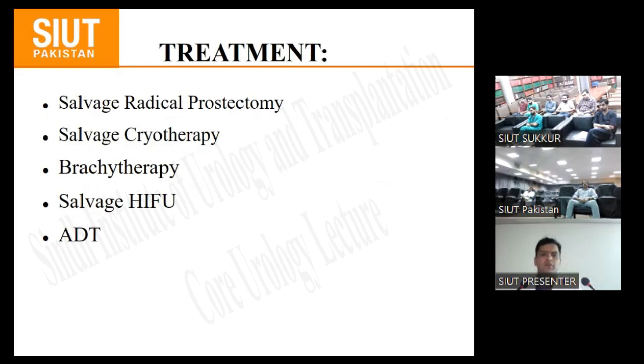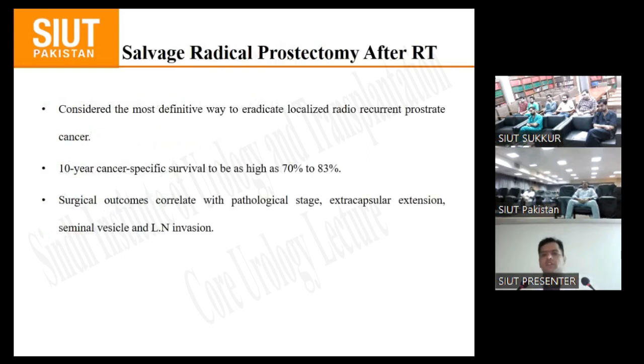Treatment: salvage radical prostatectomy, salvage cryotherapy and brachytherapy, salvage HIFU and androgen deprivation therapy. Salvage radical prostatectomy after radiotherapy is considered the most definitive way to eradicate localized radio-recurrent prostate cancer, with 10-year cancer specific survival as high as 70% to 83%. Surgical outcomes correlate with pathological stage, extracapsular extension, seminal vesicle, and lymph node invasion.